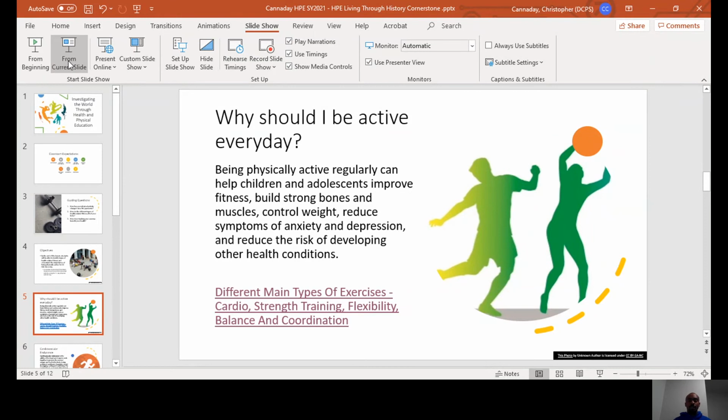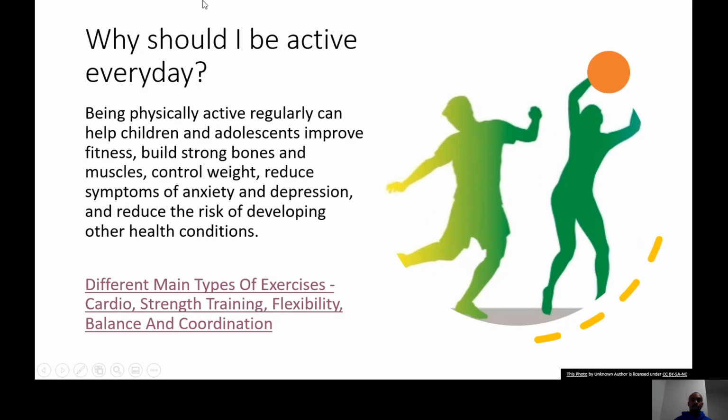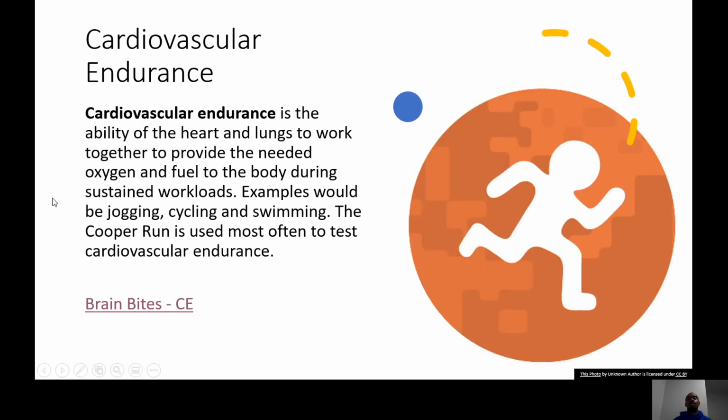So the last time that we had class, we stopped with our video that showed why we should be active every day, and we described different main types of exercises that involve cardio, strength training, flexibility, balance, and coordination. Today, we're going to do a deeper dive and watch some videos and have a conversation about what those things are. The type of physical fitness that we are going to begin with is cardiovascular endurance.